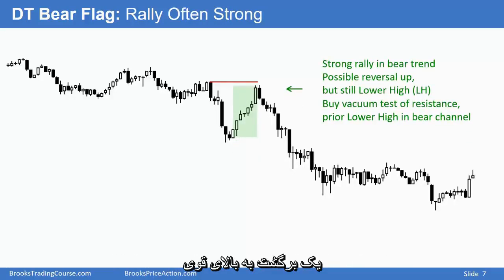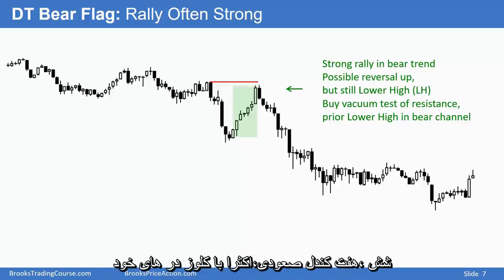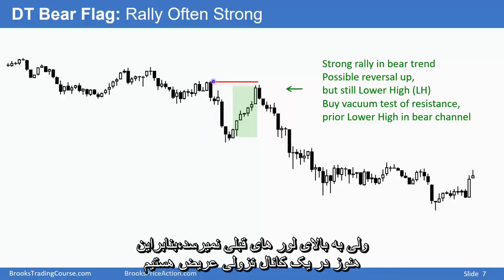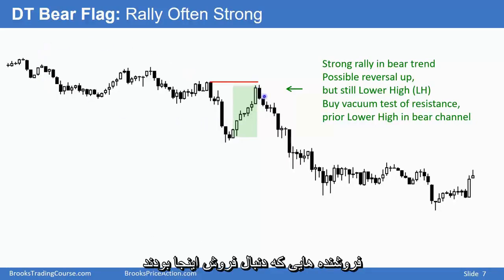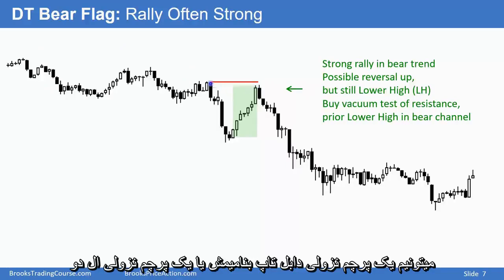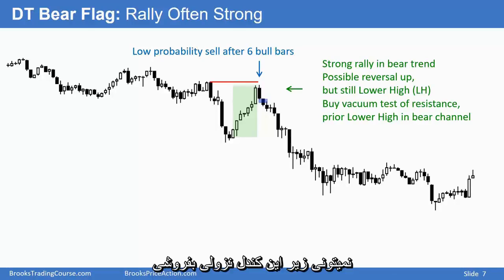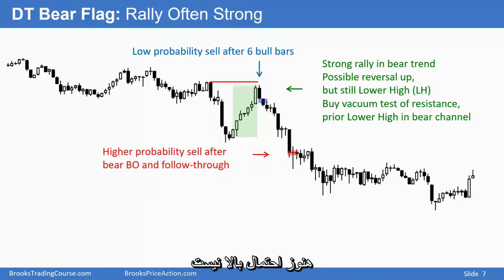So a very strong reversal up, 6 or 7 bull bars, most closing on their highs, but does not get above the prior lower high. So we're still in a broad bear channel. Bears will look to sell this. You can call it a double top bear flag, a low 2 bear flag. You can sell below that bear bar, not yet high probability, but the risk is small because you're selling here, stop is here.